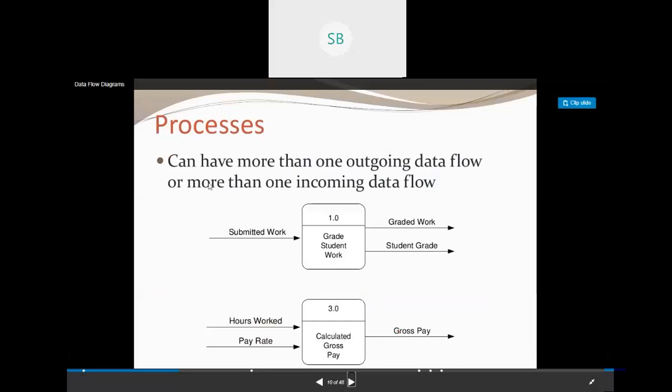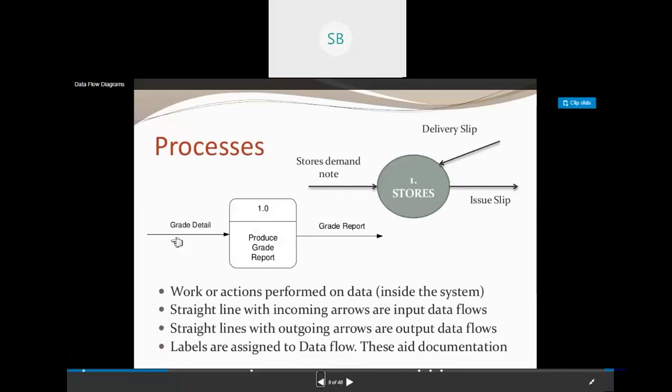Next, a process can have more than one outgoing data flow and more than one incoming. So it is not restricted to only one input data flow and one output data flow, like in the last case. It can have any number of input and any number of output data flows.